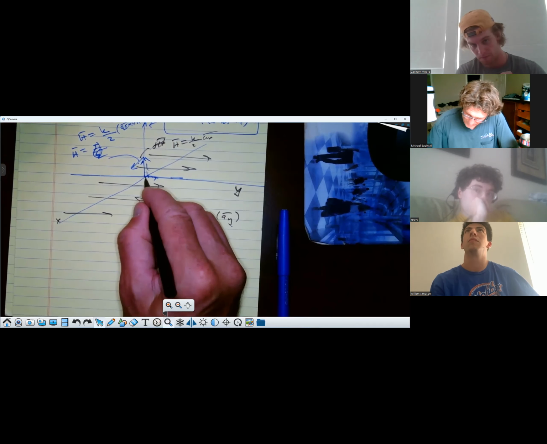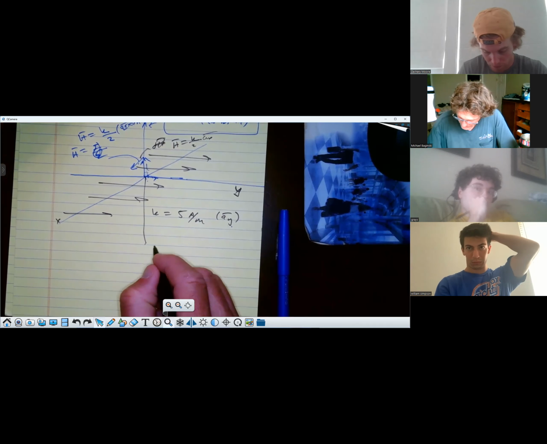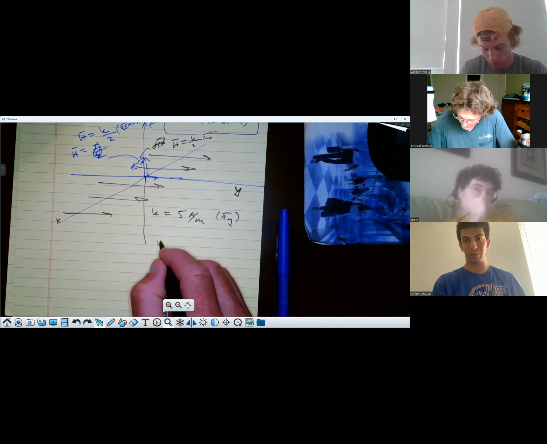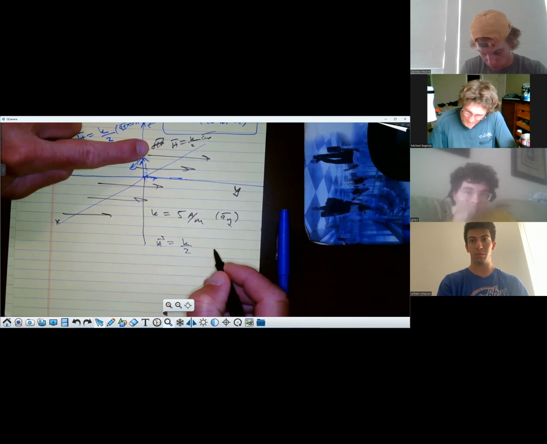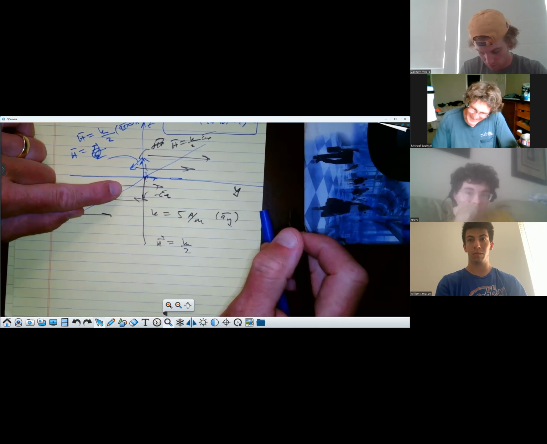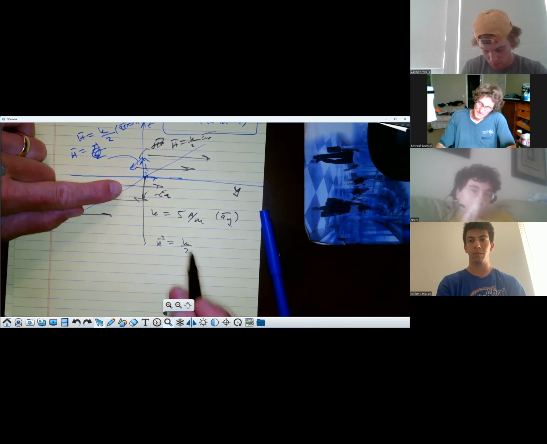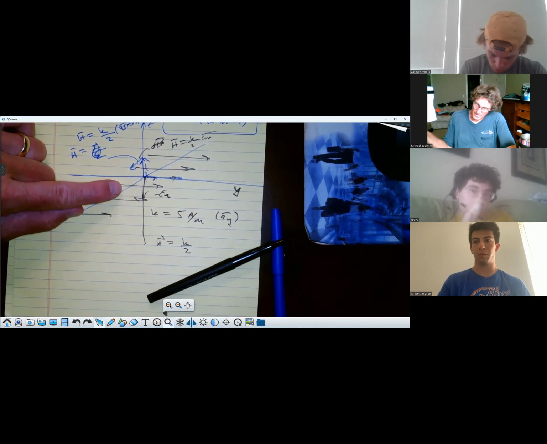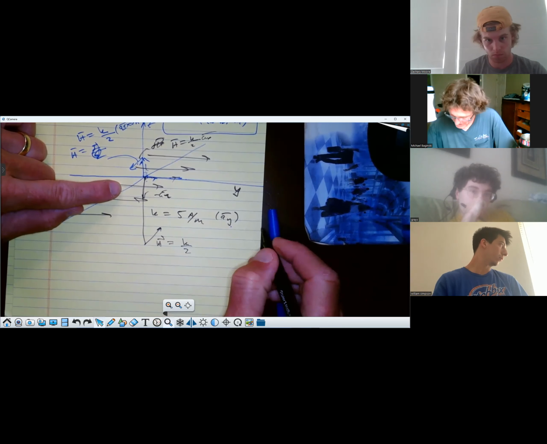What if I'm below it? Suppose I'm below this, and I want to know what the H field is. It'll have the same magnitude, K over 2, but the direction, the normal, is now minus a_z. So a_y times minus a_z is going to be this direction. So it's going to be minus a_x.